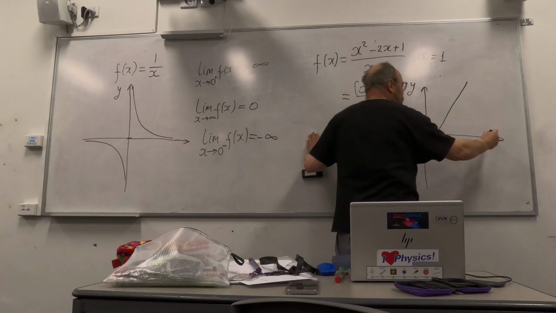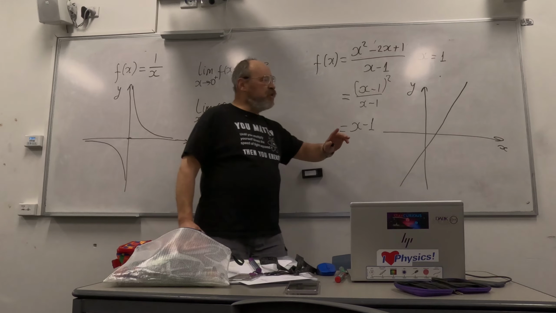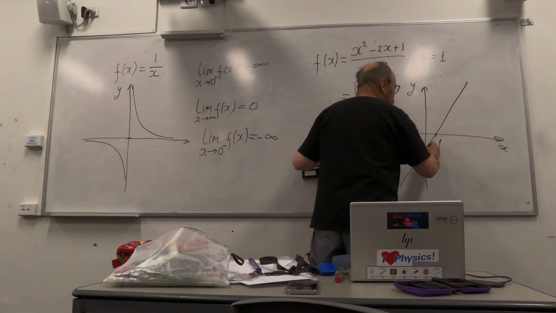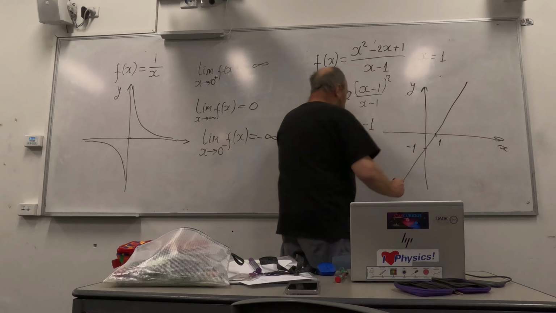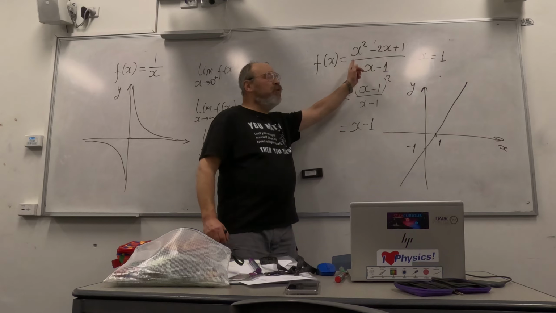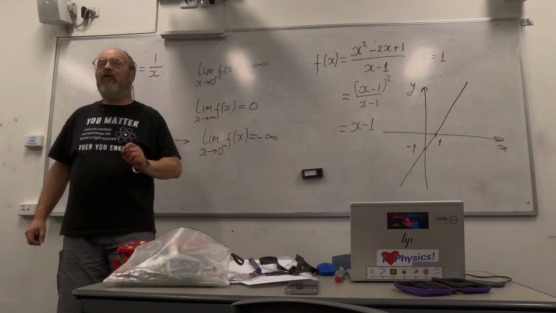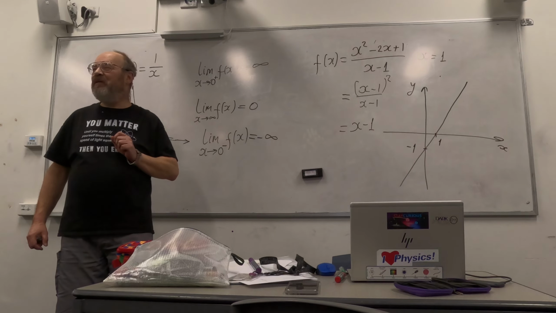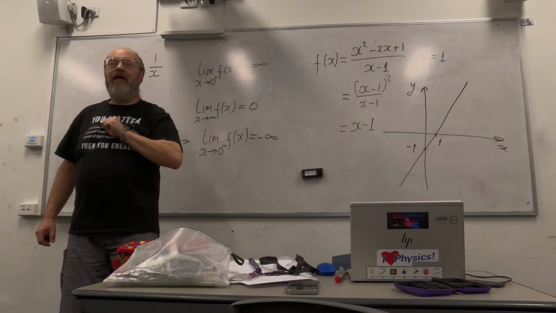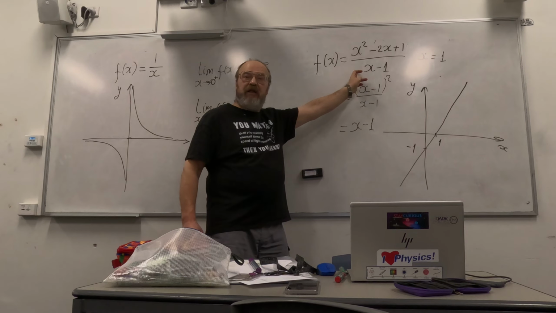This is the graph of the function x minus 1. Will this be the correct graph of the original function? Why will this graph be the correct graph of the original function? There's supposed to be a hole at x equals 1. Correct. It does not correctly represent this because this function does not exist at x equals 1.